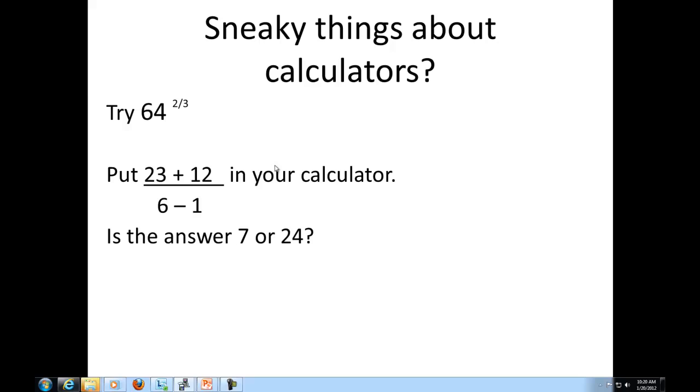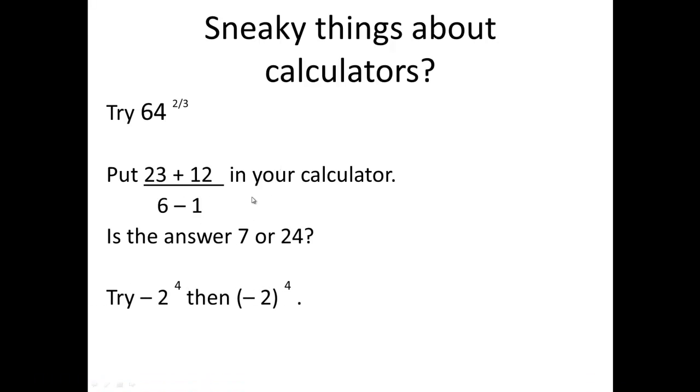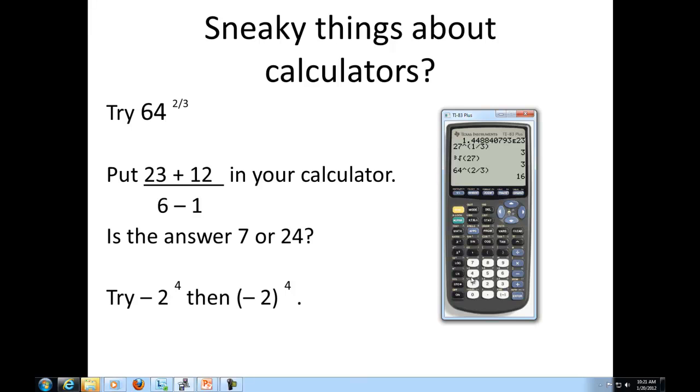Now, what if I wanted to do a problem like this? If we work this out on paper, we would take 23 plus 12, take the answer from that, and divide it by the answer from 6 minus 1. Now, there's two possible options on this. One of those is correct and one of them is not. If you were to work that on paper, you would see that your answer should be 7. Now, to make that come out right, I'm going to put this whole numerator in parentheses, use the division sign to stand for this fraction bar, and then put the whole denominator in parentheses.